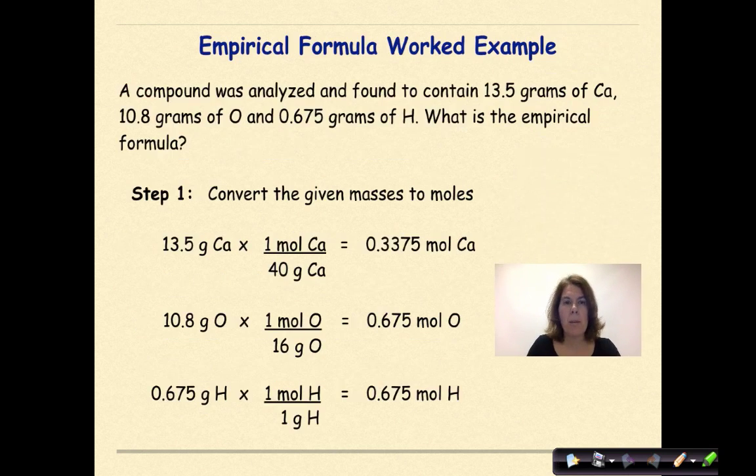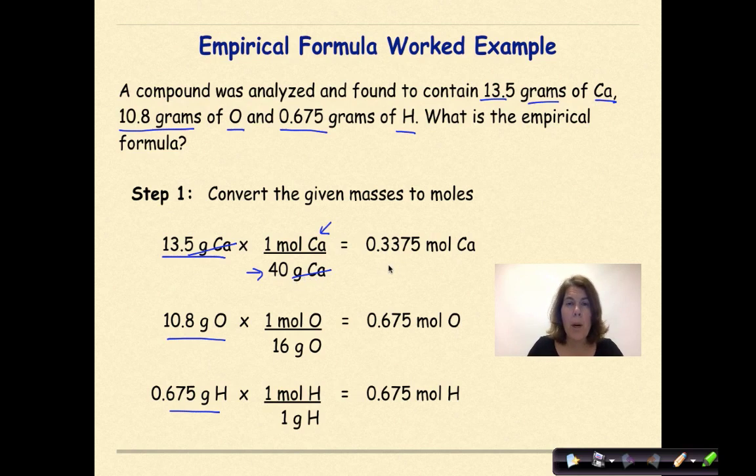Empirical formula worked example. A compound was analyzed and found to contain 13.5 grams of calcium, 10.8 grams of oxygen, 0.675 grams of hydrogen. What's the empirical formula? Step 1, convert to moles. So we have our masses of calcium, oxygen, and hydrogen. The first thing that we want to do is convert to moles. So here we have the atomic mass of calcium, and we're converting it into 1 mole of calcium. Notice that we can cancel down and to the right, so our units are removed. We are left with moles of calcium.